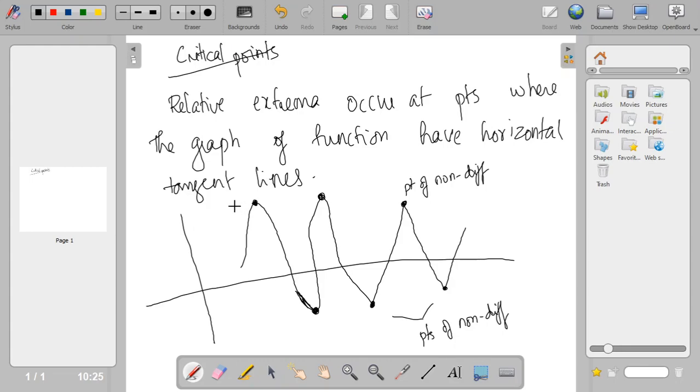Here if you look at the tangent at this point, the tangent will be parallel to the x-axis. Here also the tangent will be parallel to the x-axis. Don't go by the figure, this is just the idea. From the figure it doesn't look parallel. So the tangent at a point of maxima or minima will always be parallel to the x-axis. So you will have horizontal tangent lines at a point of extrema.